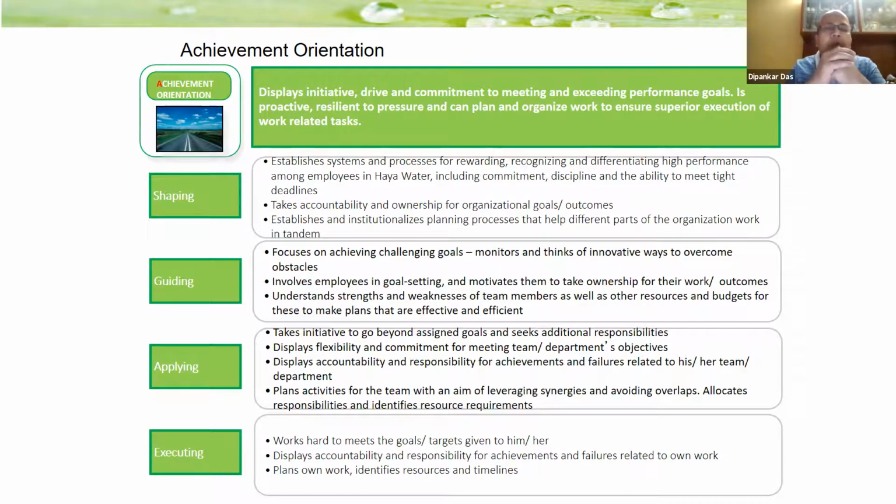And shaping would be for the leaders. So their achievement orientation would be different: establishing systems and processes. Because the value that they are bringing, the power that is given to them, is huge. So they cannot be simply working hard, but they have to work hard to ensure not their individual success, but overall how they are impacting the organization. The whole of higher ranks. So for them, achievement orientation would mean something different: taking accountability and ownership for the entire organization's goals and outcomes, establishing and institutionalizing planning process.